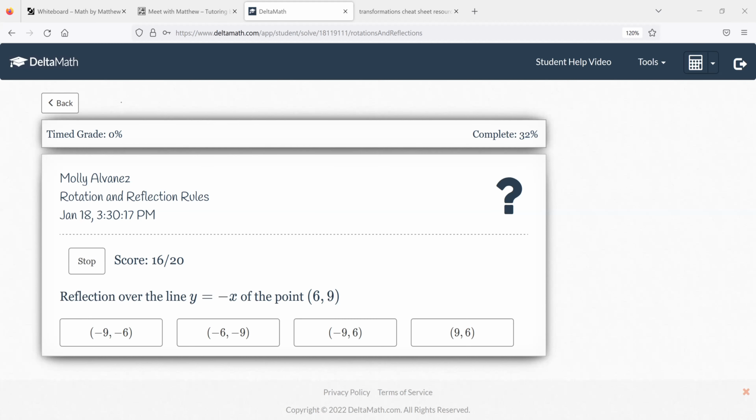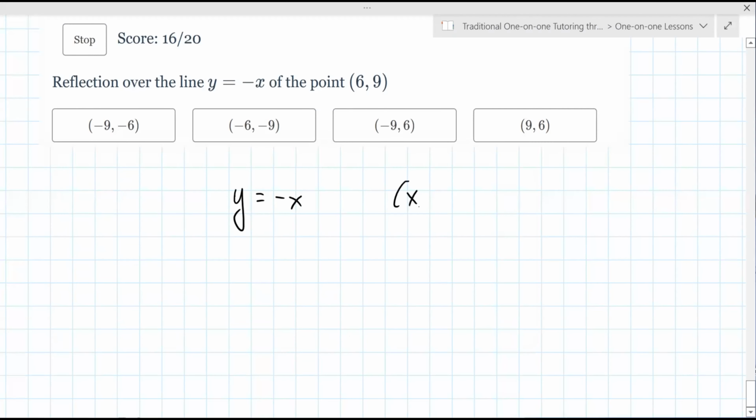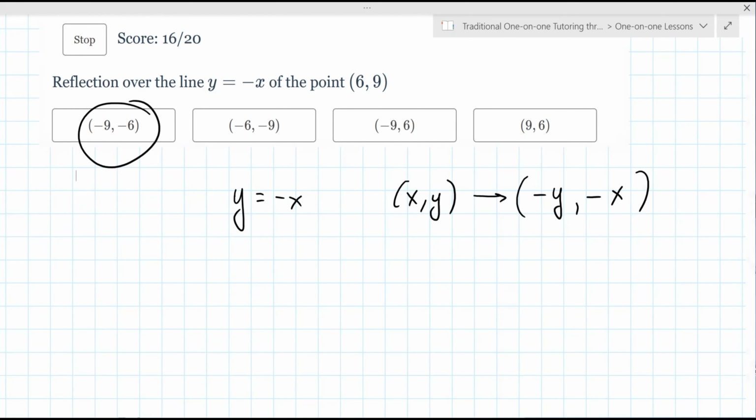So for y equals -x, the x and y switch positions, but then they're also negated. I don't know if we saw that one yet. So for this one, it's 9 and then 6, but then they're both negated. So I believe it's -9, -6. Okay. That'd be a good one to get down in your notes if you don't have that.